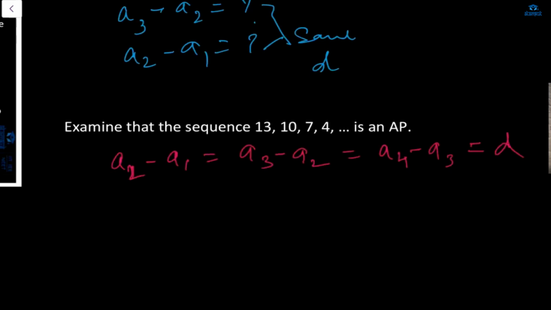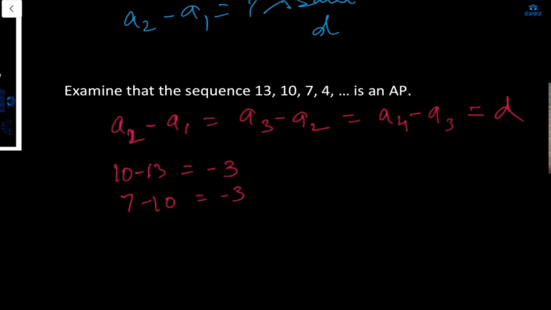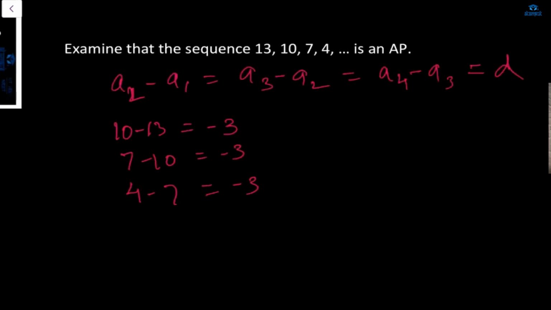So first of all, let us find A2 minus A1, that is 10 minus 13, which will be equal to minus 3. Similarly, 7 minus 10, which will again be equal to minus 3. Again, 4 minus 7, which will again be equal to minus 3. Since they are same, which is equal to d, that means they are in AP. So if they are in AP, what will be the first term here? First term is 13, and common difference is minus 3.